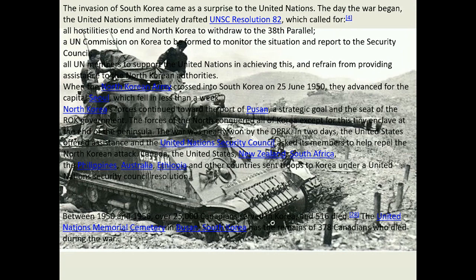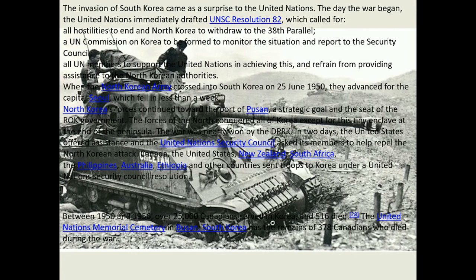The invasion of South Korea came as a surprise to the United Nations. As the war began, the United Nations immediately drafted UN Resolution UNSC 82. That called for all hostilities to end and for North Korea to withdraw to the 38th parallel, a UN Commission on Korea to be formed to monitor the situation and report to the Security Council, and all UN members to support the United Nations in achieving this and refrain from providing assistance to the North Korean authorities.